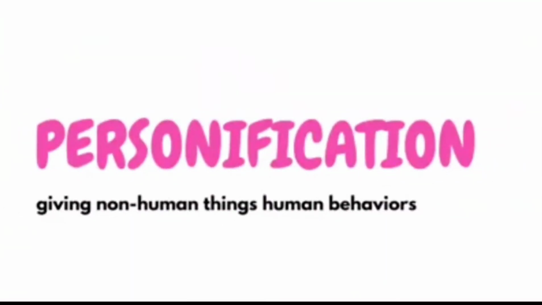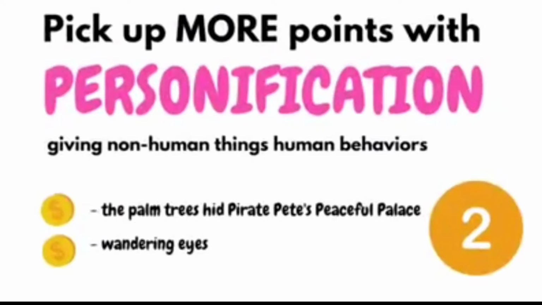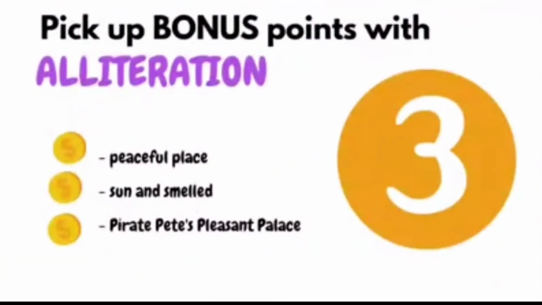Grab your treasure chest, guys. We are about to pick up some points with personification. We gave some non-human things human behaviors. Here we go. The palm trees are so thick you can't see Pete's peaceful palace, and your eyes are not wandering. It just means that you're looking. So that's 2 points. And another 3 points for alliteration: peaceful place, sun and smelled, Pirate Pete's pleasant palace.